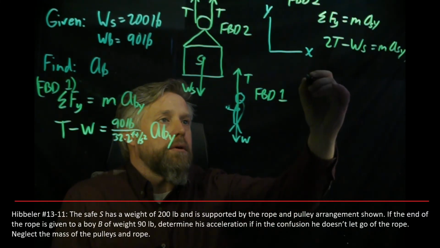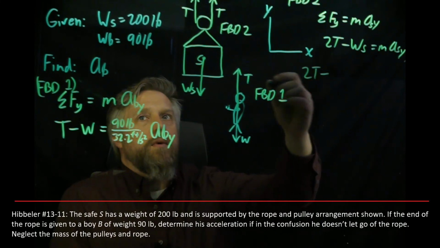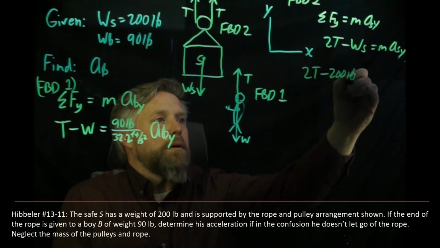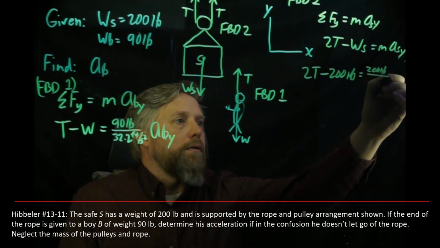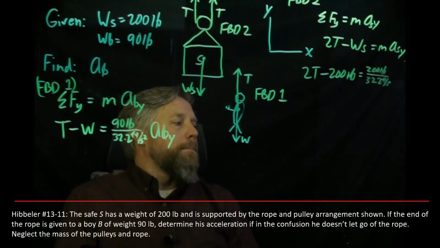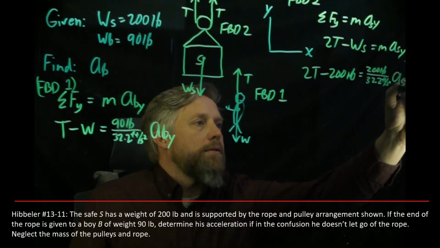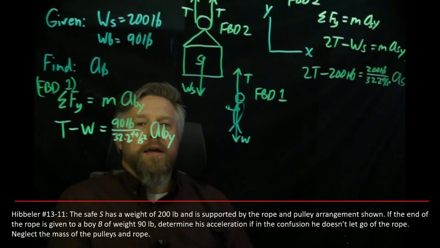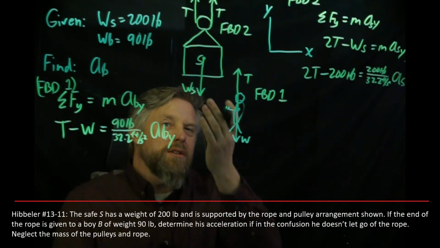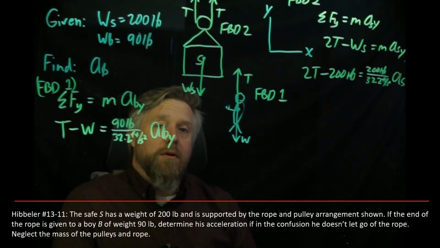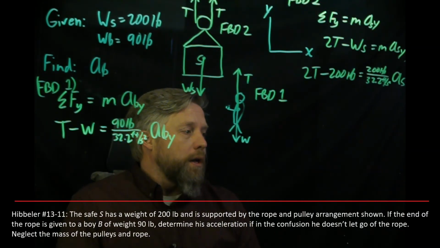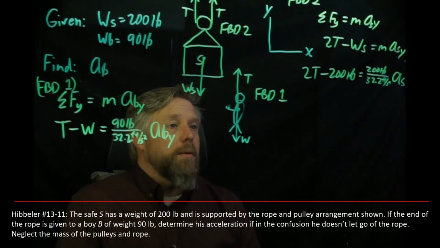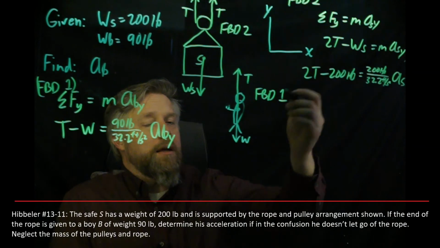So tension I don't know, so I'm going to put 2T. I do know the weight of the safe is 200 pounds. And I know the mass of the safe, because that's going to be 200 pounds over our 32.2 acceleration due to gravity. And then we have the acceleration of the safe. I can drop the y at this point, because everything is going in the y direction. I do know that I have scalar equations, and the only direction that it's moving is in the y direction. OK, so I have one unknown there, the acceleration of the safe. Oh, I'm sorry, I have two unknowns there. I have the acceleration of the safe and tension.